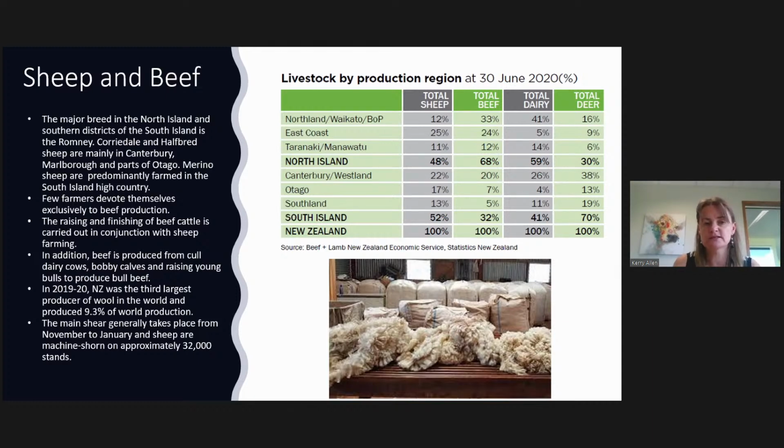Okay, New Zealand is the third largest producer of wool in the world, and we produce about 9.3% of that. So a lot of wool is produced from those sheep that we raise, and this usually occurs in November to January when they're shorn, and then we on-sell it. Okay, so it's just showing you some of those livestock numbers there. I haven't particularly talked about deer, but you can see that the biggest place for deer is in the Canterbury region, and the South Island has 70% of deer out of the country, with Canterbury and Westland being the highest.